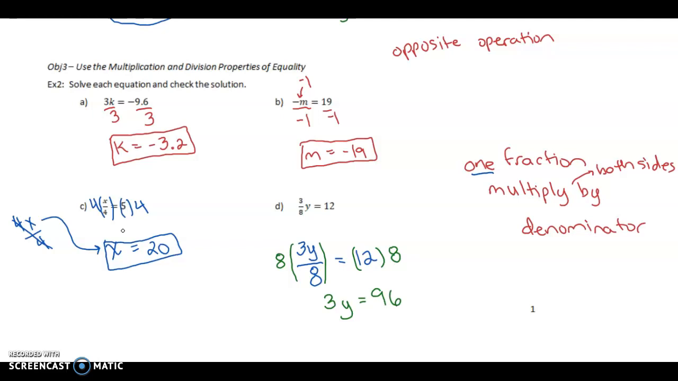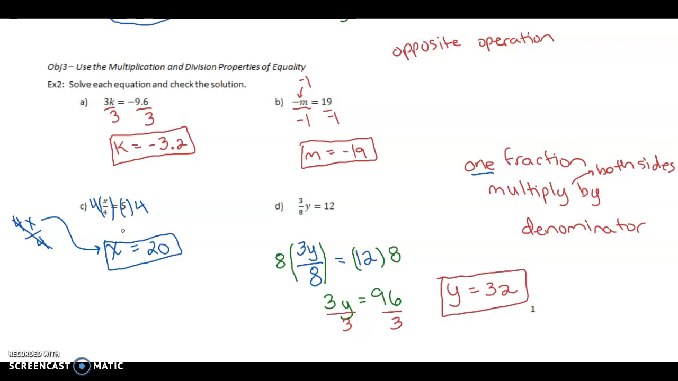And then we've got 3 times y equals 96. So in order to undo 3 times y, we're going to divide by 3. And we get y equals 96 divided by 3 is 32. And we have it solved.